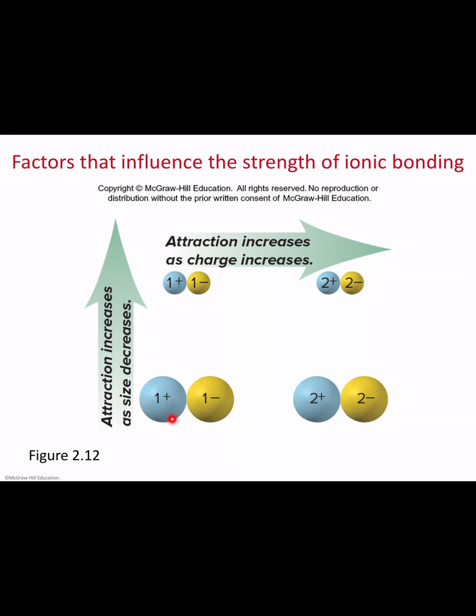So if you have bigger atoms compared to smaller atoms with the same charge, the smaller atoms would have much more interaction between them. Similarly, if you have a bigger charge like 2 plus and 2 minus, they would be more attracted to each other compared to +1 and -1. And again, as the size decreases, the interaction and the attraction increase.